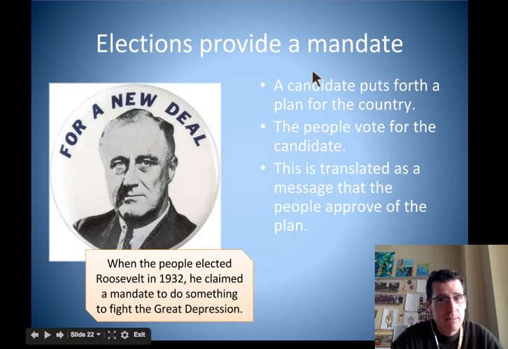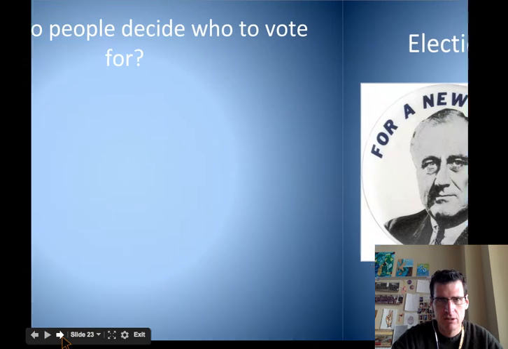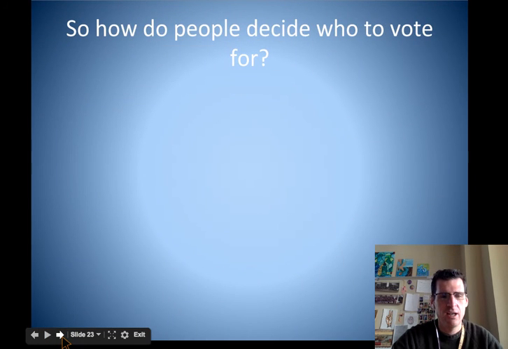Now, the mandate typically doesn't last very long. There's a honeymoon period early in a presidential term where they have the ability to really get something done by saying, hey, the people voted for me, you know? So the office holder then has a mandate. That's the theory behind it, okay? We're going to get into that again soon.